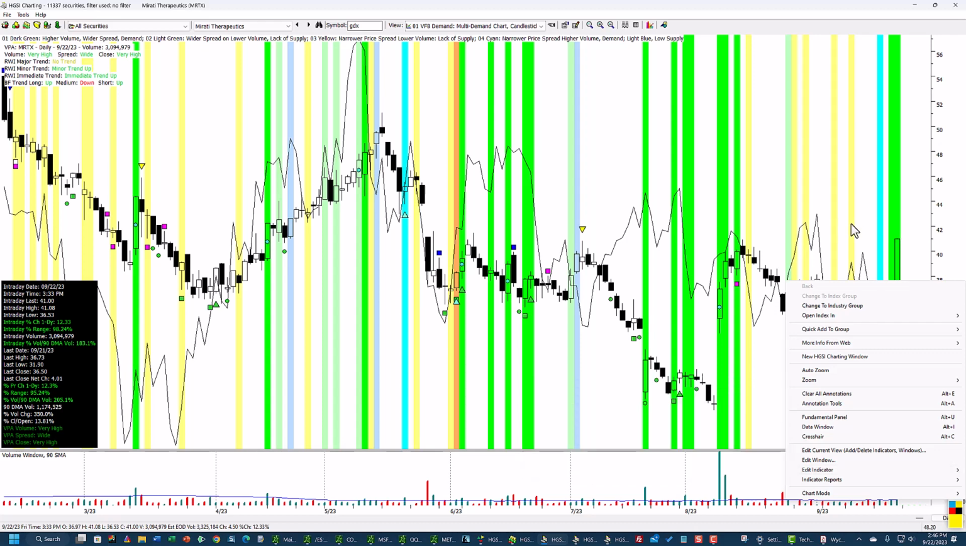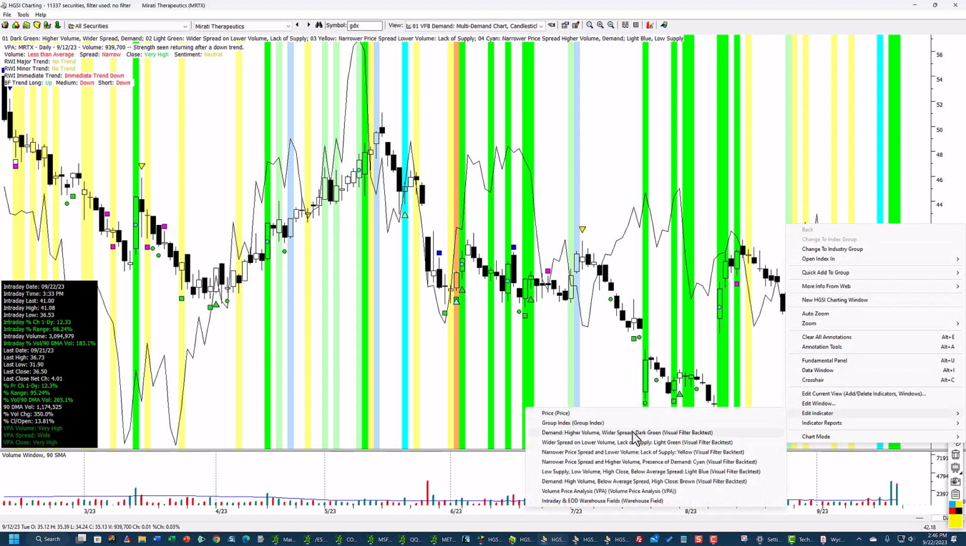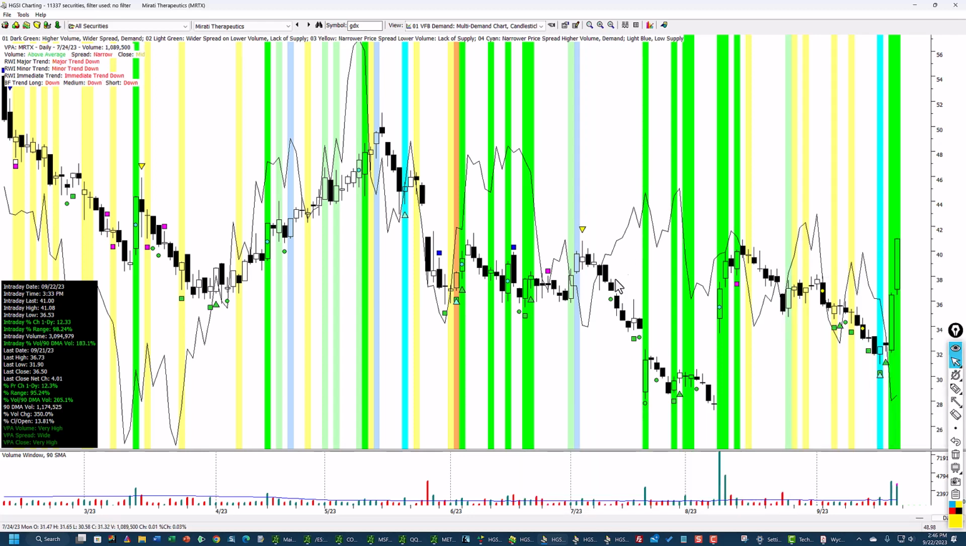Now, if I go to the yellow edit indicator, and I'm looking for the yellow, it says narrower price spread and lower volume, which equates to lack of supply on that day only. Now, this black line here represents the group. So you can see here this was falling and the group was going up.